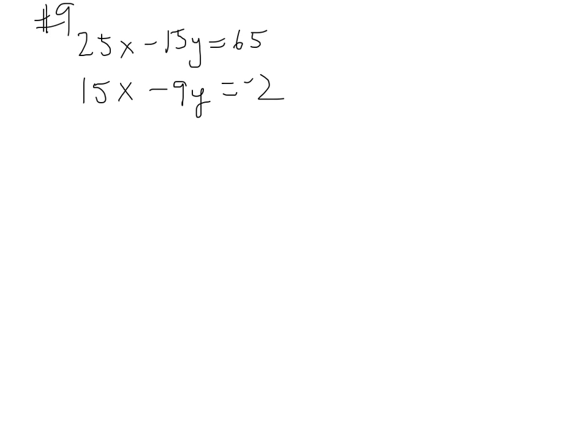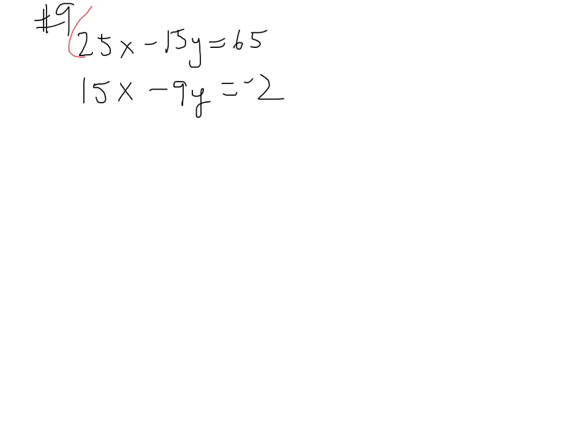To do the elimination process, that means I need to decide which letter I want to get rid of, either x or y. In this case, both of them are a little bit challenging because their numbers are a little bit bigger, but I think I would pick the y's because the y's are slightly smaller. So I've got to look at 15 and 9 and find their least common multiple. I think the least common multiple for 15 and 9 would be 45.